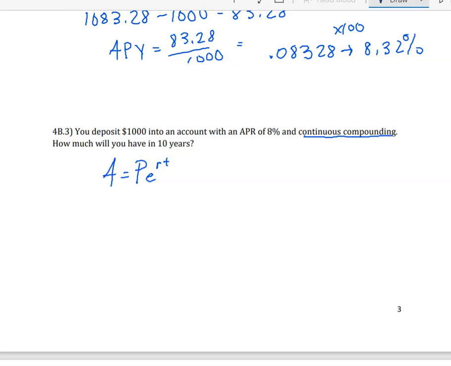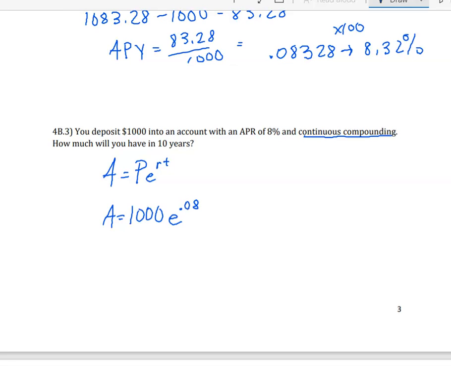So the P stands for our principal, the R is the rate, the T is the time. So if we put in $1,000, e is just a number like pi. And so that's on your calculator. If you watch the how to do this on the calculator video, we'll go over where these buttons are on the TI-84.